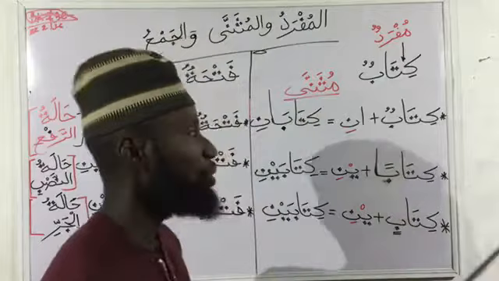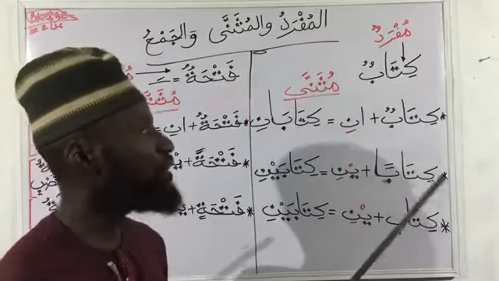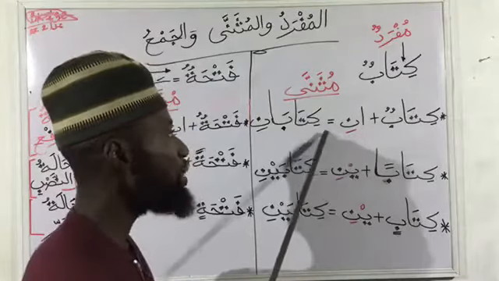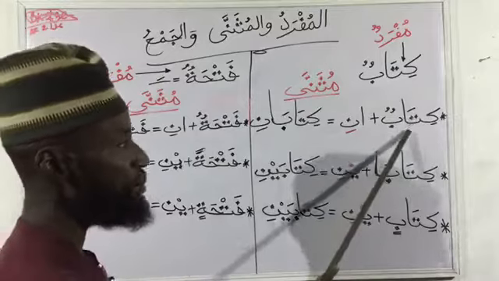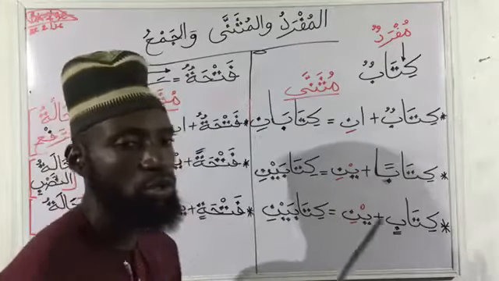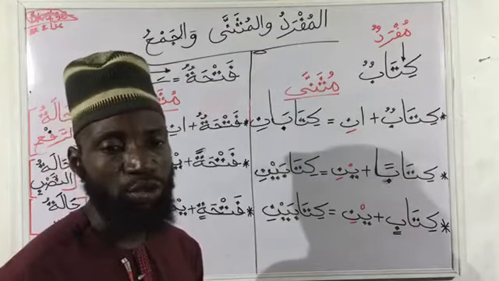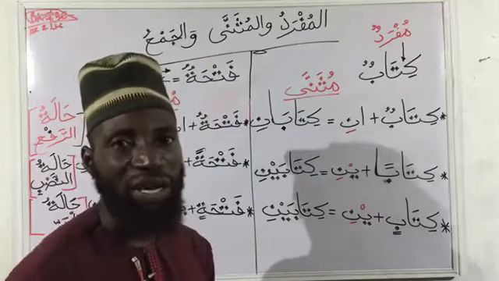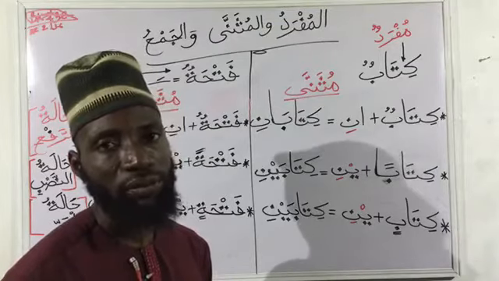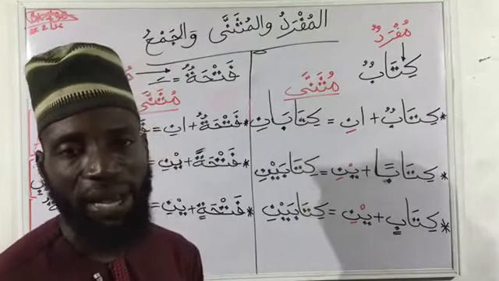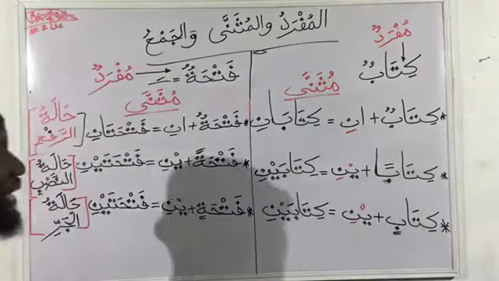With the addition of alif and nun, it will give us kitabani. Kitabun is a book, so kitabani means two books. Kitabani. Baitun, baitani. Qalamun, qalamani. Rijlun, leg, rijlani. Baitun, baitani, two houses. So now that is in rafun state.